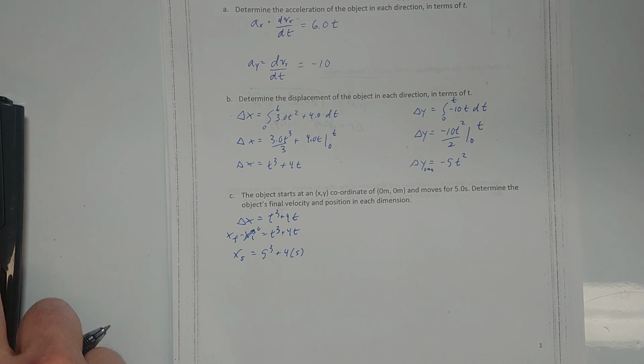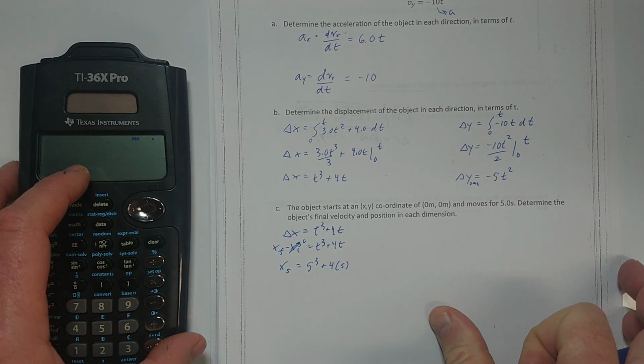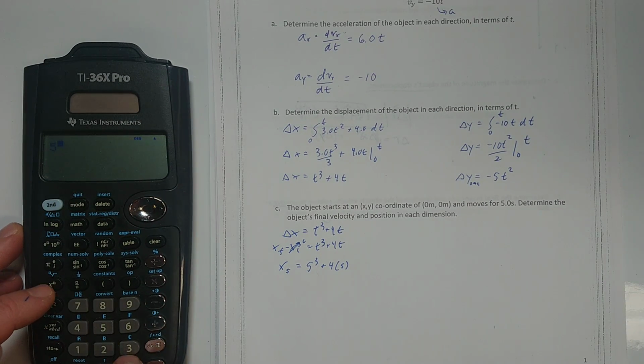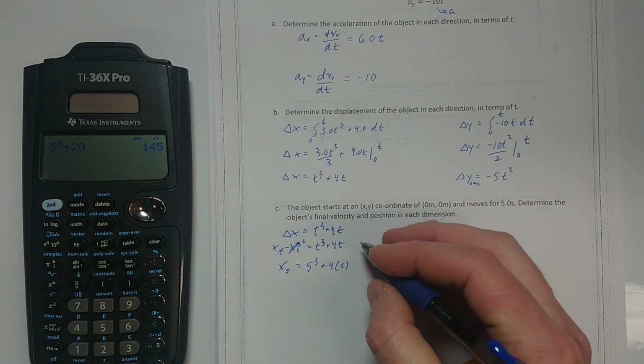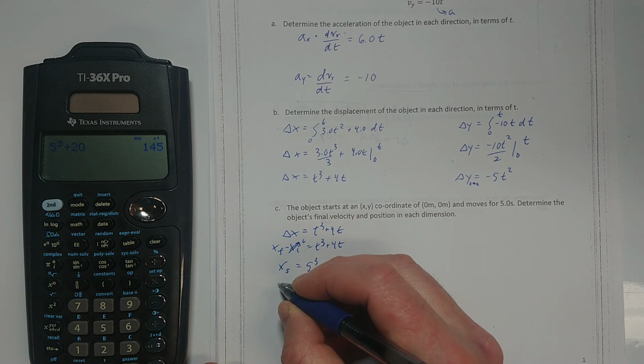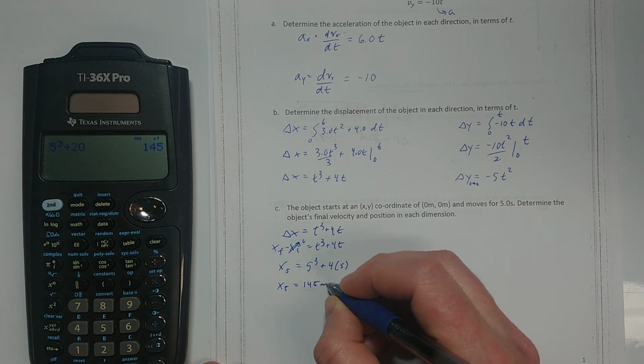Oops. Typing this in went awry. 5 to the third, hit the over arrow. 5 to the third plus 20 is 145. So the x at 5 seconds is 145 meters.